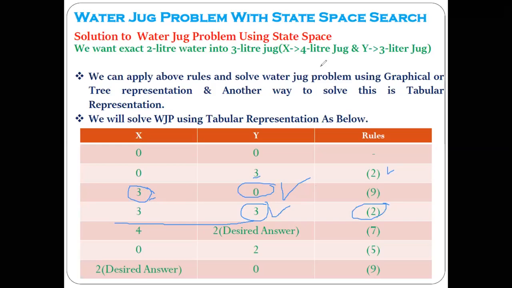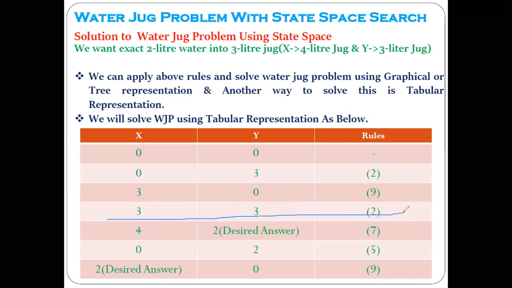Okay, then our last step is what? We have reached up to this point. Now the last step is what? We have to pour the water from the y jug into the x jug until the x jug becomes completely filled. Fifth step: you have to pour the water from the y jug into the x jug. For this you need to apply rule number 7.